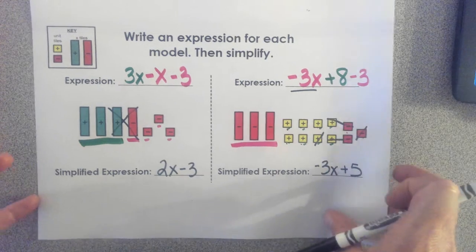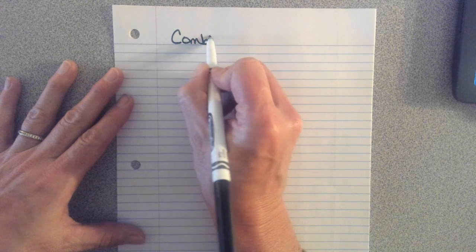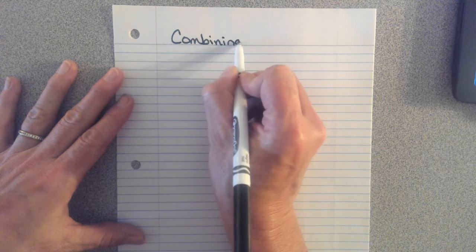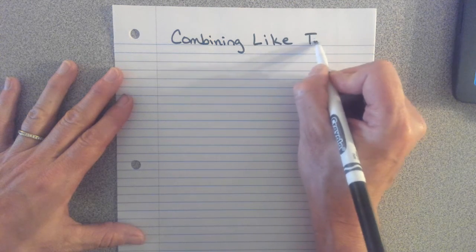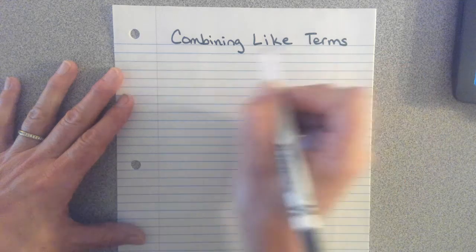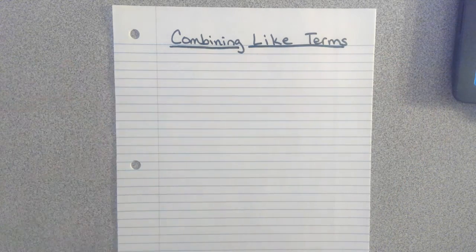Now, if you would please get a blank sheet of paper, and we'll do some examples that we could keep in our notes. All right, let's title it Combining Like Terms. They like to stay with the ones that are like themselves, just like the cow stayed with the cows and the pig stayed with the pigs.